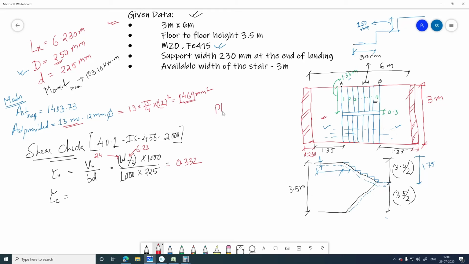Now the PT equals AST by BD into 100. So AST is 1469, B is 1350 and D is 225, into 100. The value that you get is 0.48%. Okay, so this is the PT. Considering this PT, we need to determine the value of tau C.